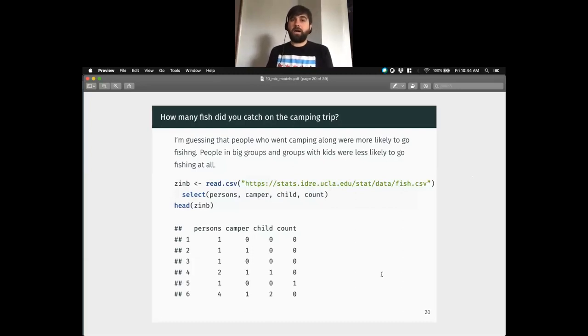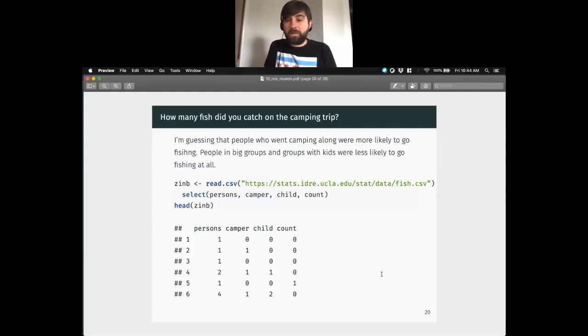So I'm going to suggest that people in big groups and groups with kids are less likely to go fishing, and the people most likely to go fishing are people who are camping alone. I don't know if that's right, but that's what I'm going to go with. So what we're going to do is think about whether there's a systematic difference in these groups, whether some groups were less likely to fish at all, right? And then among those who did fish, what was the expected count of fish they caught?